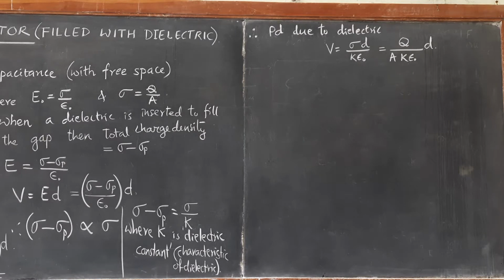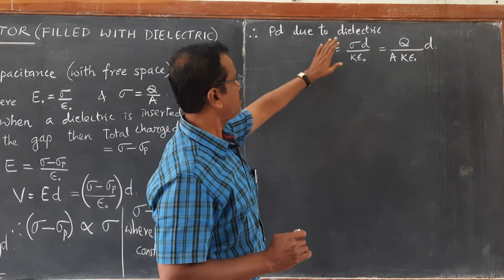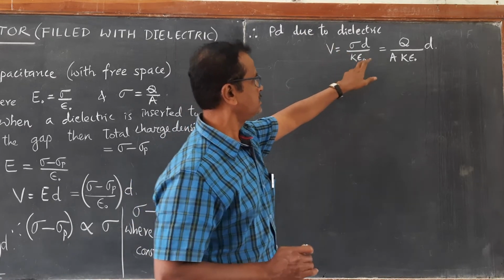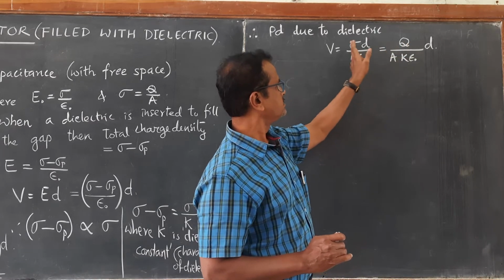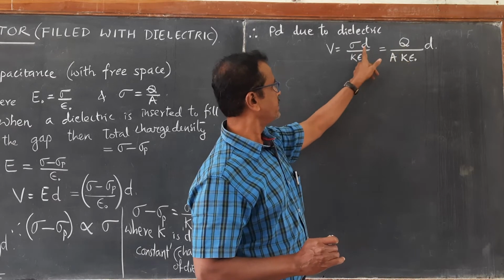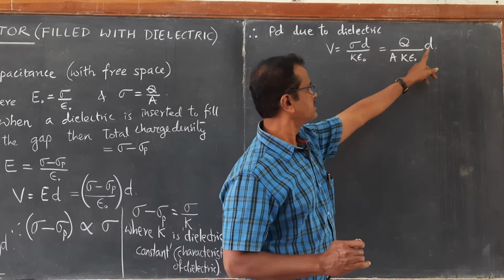Therefore, you can see the potential difference that we have obtained, the voltage after the insertion of dielectric. Now it becomes sigma d upon k epsilon naught. Just substitute the value of sigma, that is Q upon A, charge density. Sigma replaced by Q upon A, we get Q upon A k epsilon naught, as it is, into D.